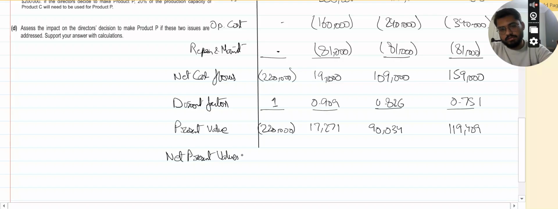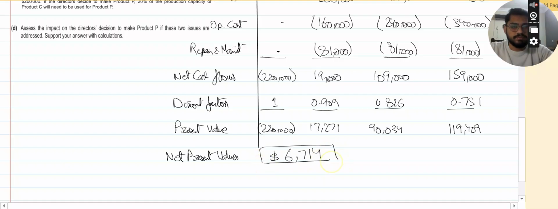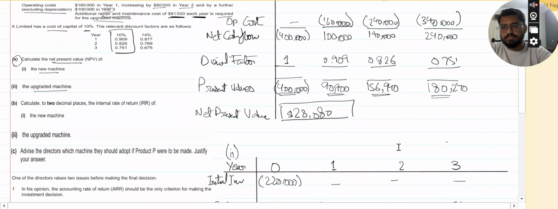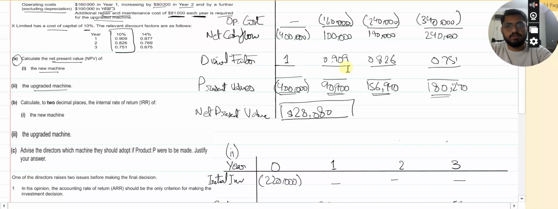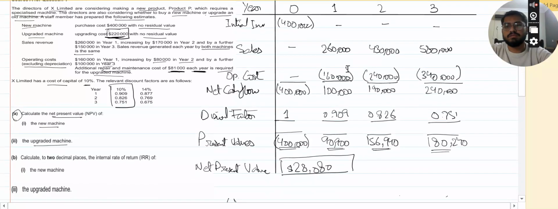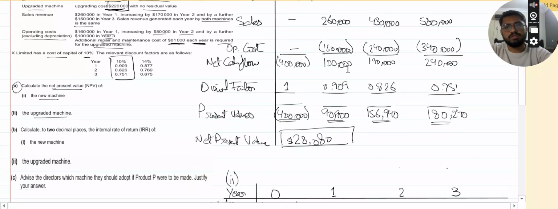Minus 220,000 plus 17,271, 90,034, 119,409. So the net present value adds up to $6,714. I hope this part is clear to you as well. So let's keep it till here and we'll continue the part B and the further question in the next video.